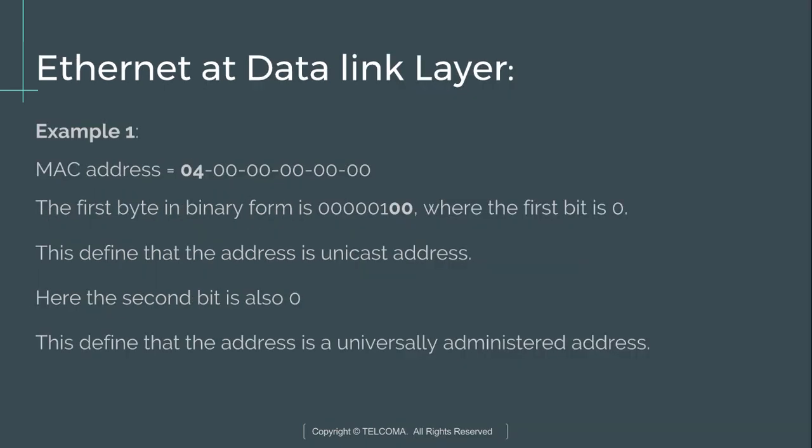So this is an example of a MAC address. Here the first byte in binary form is 00000100. The last 2 bits of the first byte are the ones we look at. The first bit is 0, which defines that the address is a unicast address. And here the second bit is also 0. This defines that the address is a universally administered address.